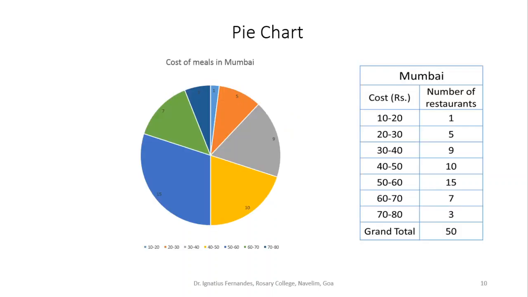Then we have a pie chart. In a pie chart, what we do is we have a circle. We draw a circle like this, and then the total frequency here is 50. So what we do is we divide this total area into 50.